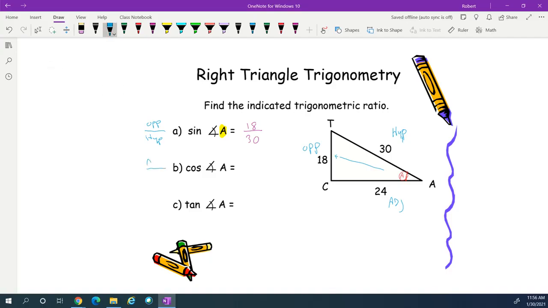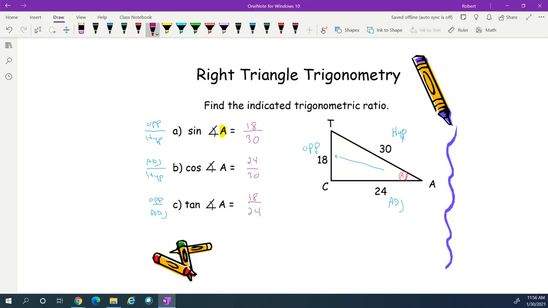Cosine is adjacent over hypotenuse. So cosine based on angle A. So the cosine of angle A equals 24 over 30. And finally, tangent is opposite over adjacent. So the tangent of angle A is 18 over 24.